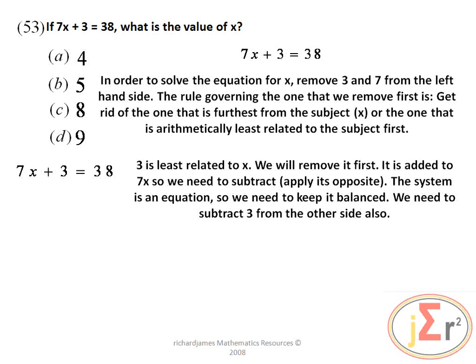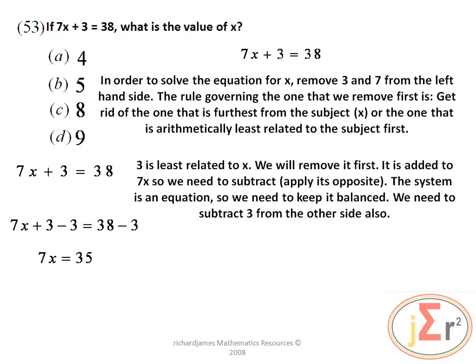It is added to 7x, so we need to subtract, which is the opposite of addition. So we are going to subtract 3 from the left hand side. The system is an equation, so what we do to one side, we need to do to the other side in order that the system may be kept balanced. We need to subtract 3 from the other side also. So we are subtracting 3 from both sides.